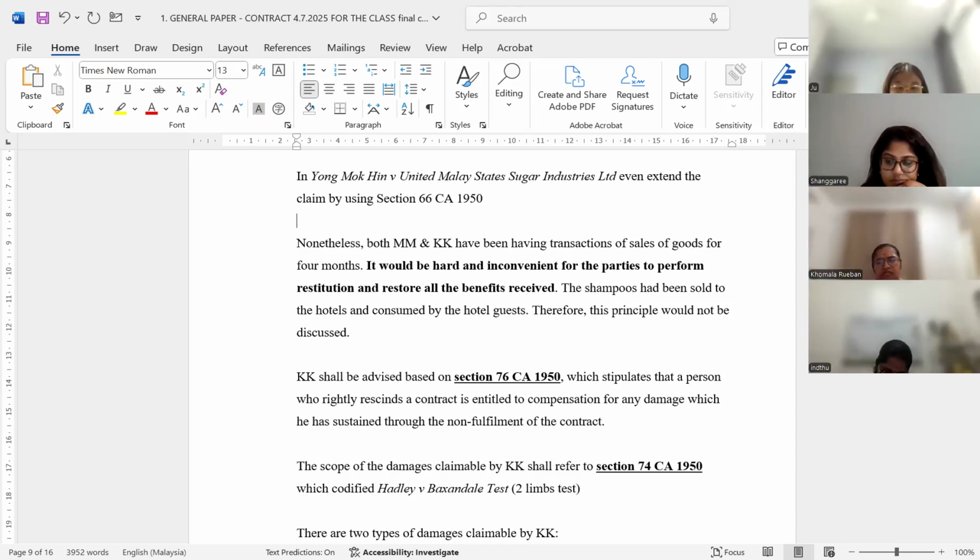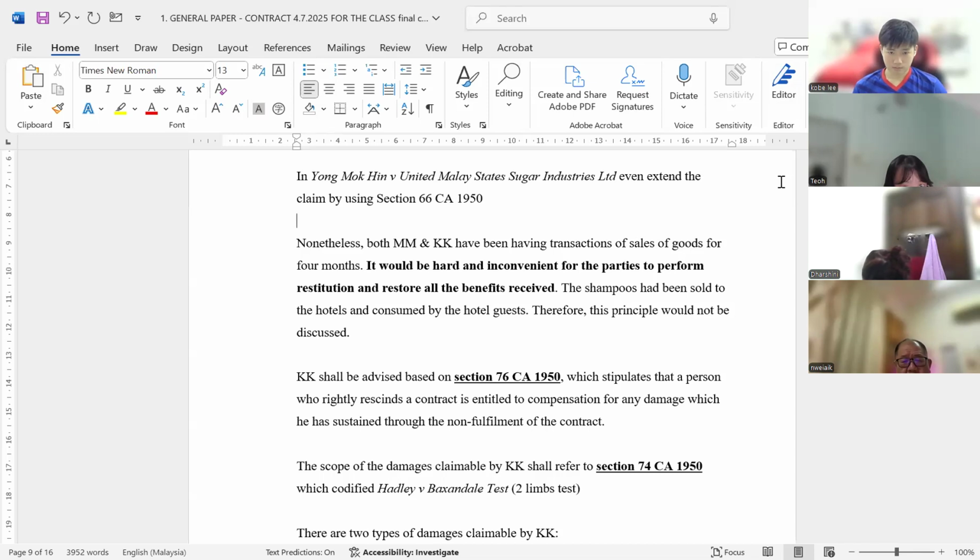And MM will have to return you the 4 months 300,000 ringgit, that is 1.2 million. This is definitely not a good idea for your client. It will cause inconvenience and hardship. So you say it like this.